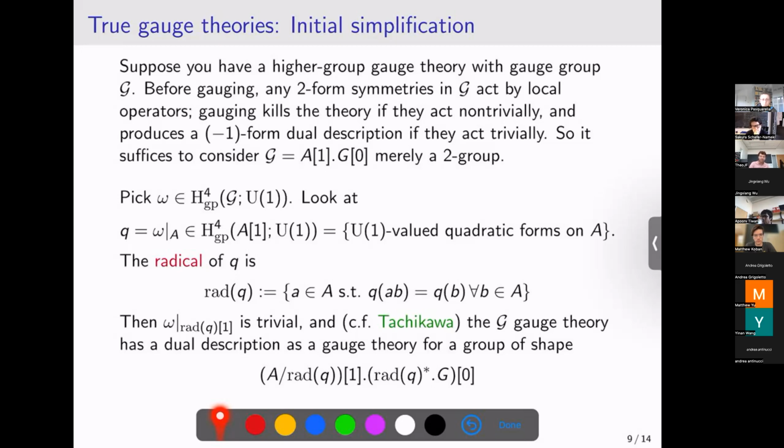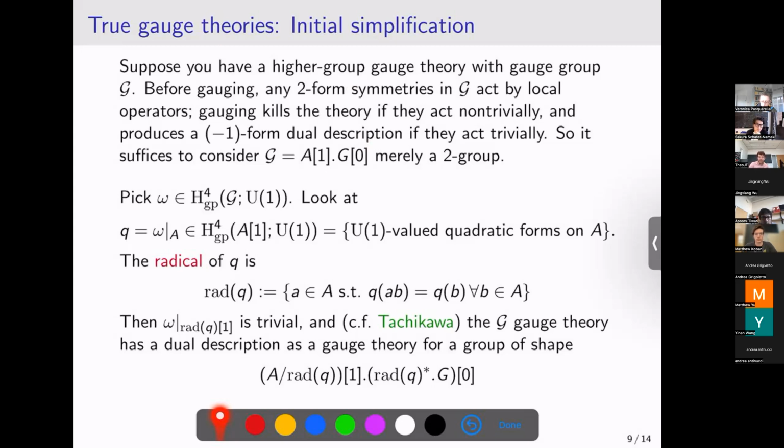They just act by local operators. If they act non-trivially at all, then they kill the whole theory. And if they don't, then basically what I'm saying is that a 2 form subgroup of curly G will be dual to a -1 form gauge theory, and those are easy to handle. So that's boring. So the only groups I have to care about are basically 2 groups. I have a 1 form part and a 0 form part.